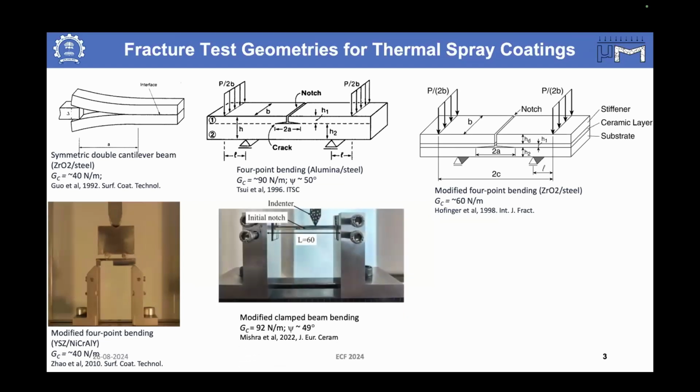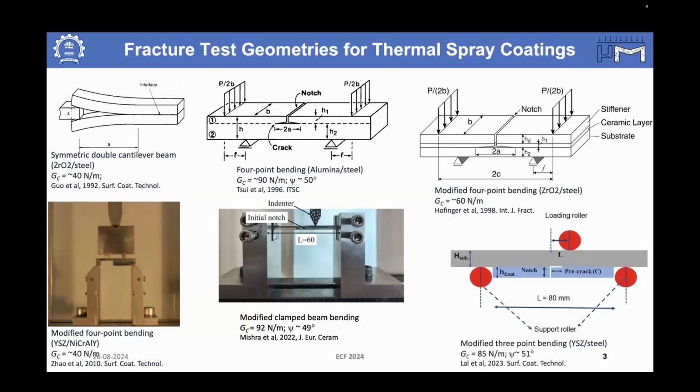And this one is from our group only. But here, the only problem was that there was no analytical solution available for this geometry. And similarly with this one. In all of these cases, you will notice that the GC values, the interface toughness values, are different, because the interface toughness value is dependent on the phase angle, which is nothing but the ratio of shear to tensile mode.